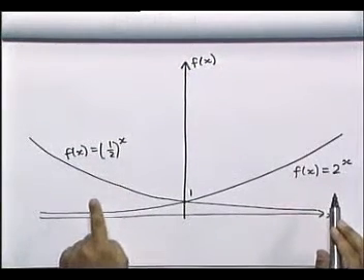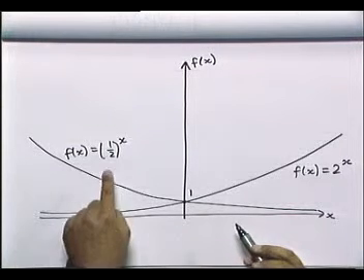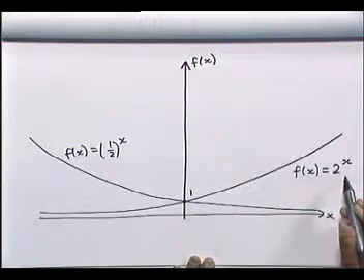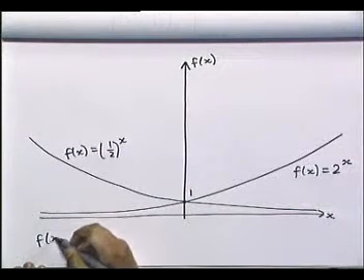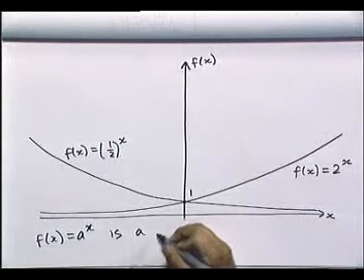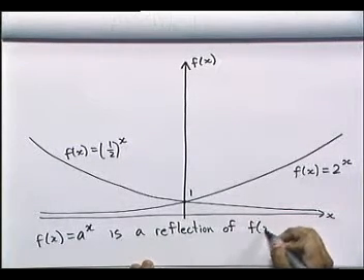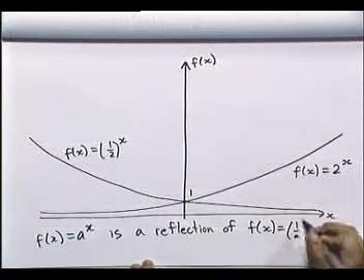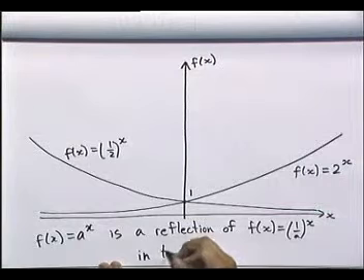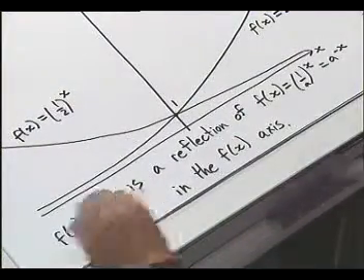And we can see there's a link here, because one of these graphs is a reflection of the other in the f of x axis. And in fact, this could have been 1/5 to the x, and this could have been 5 to the x. Because generally speaking, f of x equal to a to the x is a reflection of f of x equals 1 over a to the x, in the f of x axis. And 1 over a to the x can also be written as a to the minus x. So that's an interesting point to note.